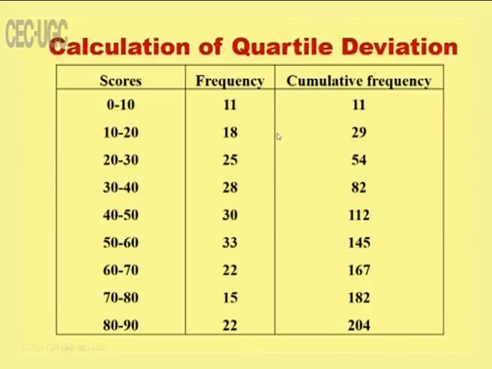And now, let us take a data set and we are going to calculate the quartile deviation. So, the scores are like that, and their frequency and the cumulative frequency.